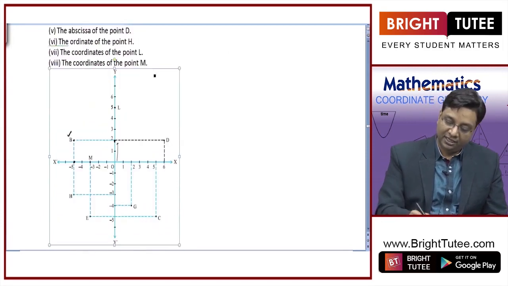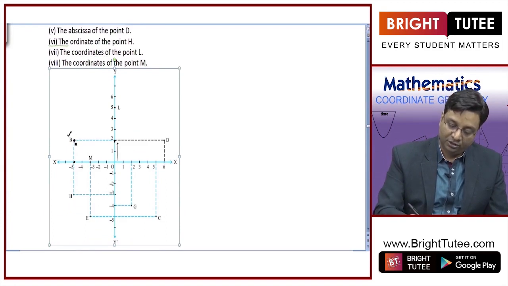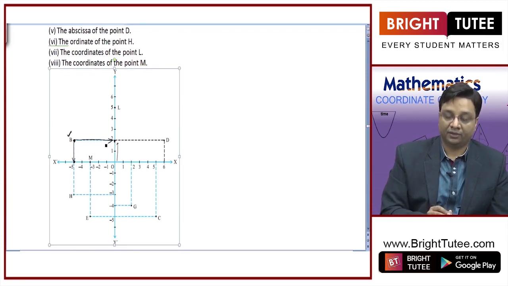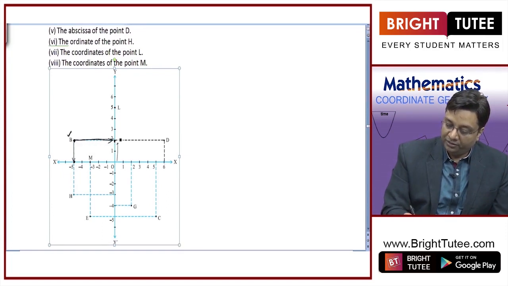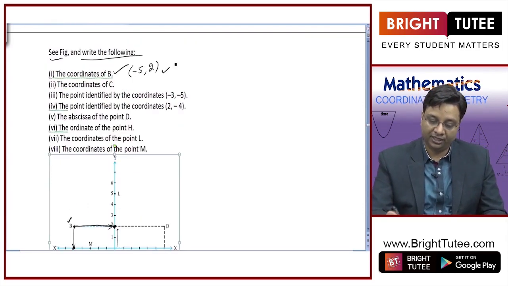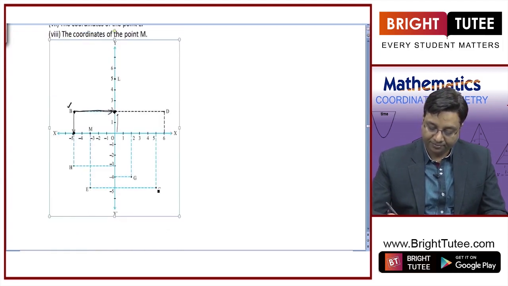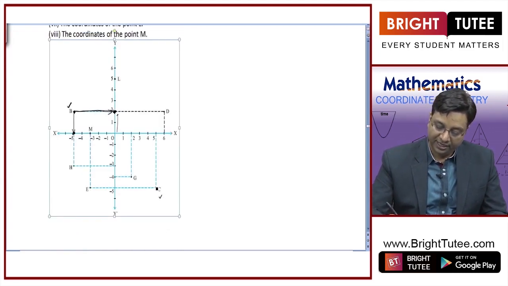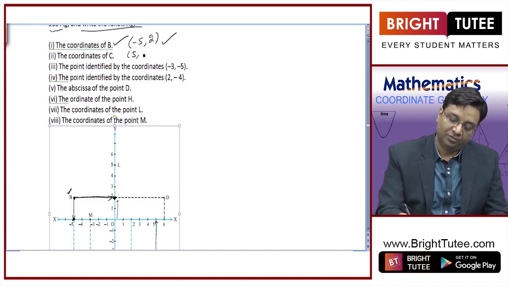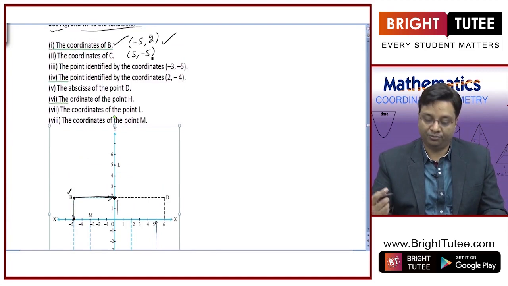So, 2 is the y coordinate. Another way of looking at it is that wherever you have got this point, you draw a line perpendicular to the x-axis and a line perpendicular to the y-axis. Now, this will give you the y coordinate, and this will give you the x coordinate. So, -5, 2 are the coordinates of point B. Look at point C. For point C, the x coordinate will be 5 and the y coordinate will be -5. So, 5, -5 are the coordinates of point C.